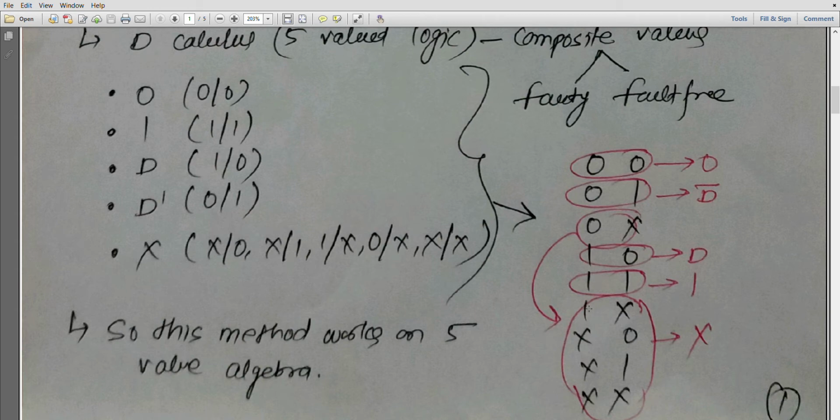Next, if the faulty line is 1, the fault-free line may be undetermined. Okay, that is the don't care condition. And the next is, if the faulty line may be don't care, then the fault-free may be 0, and again don't care and 1, and don't care and don't care. Okay, so look at here.